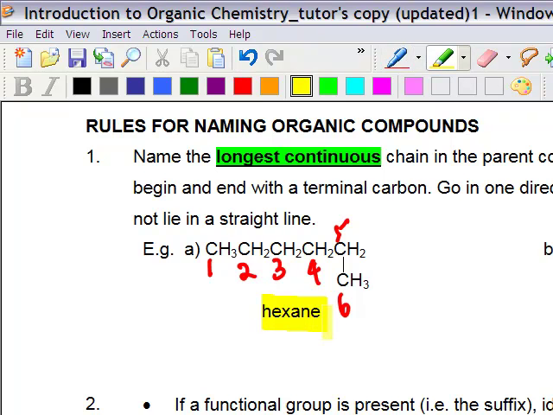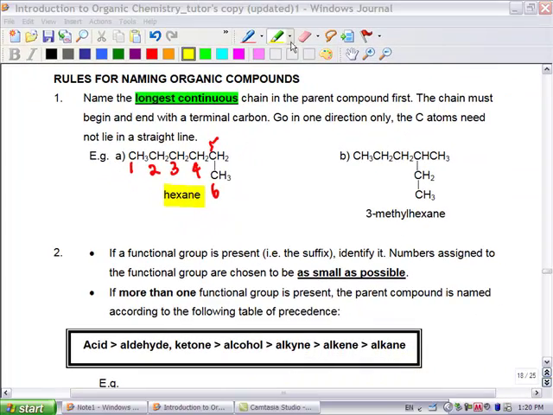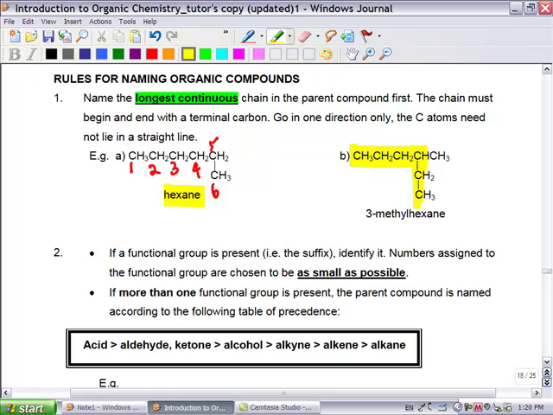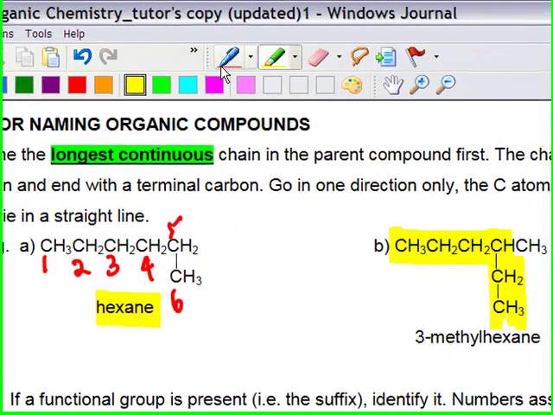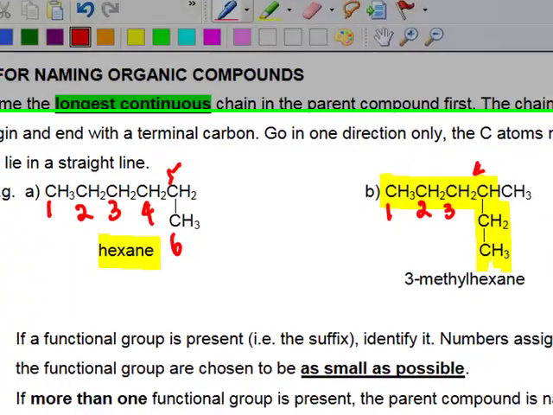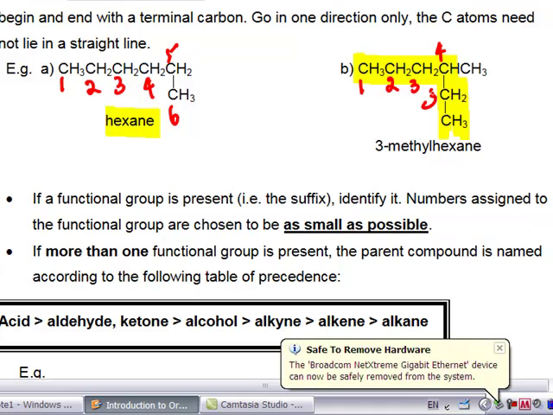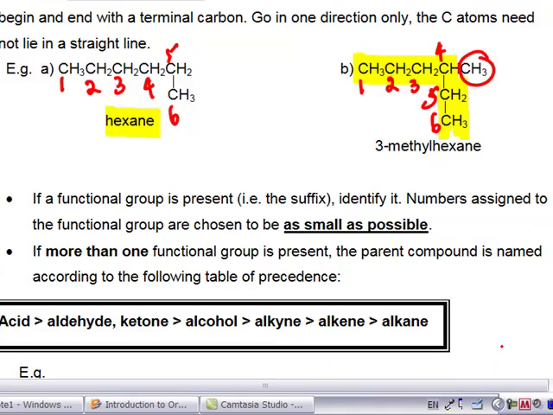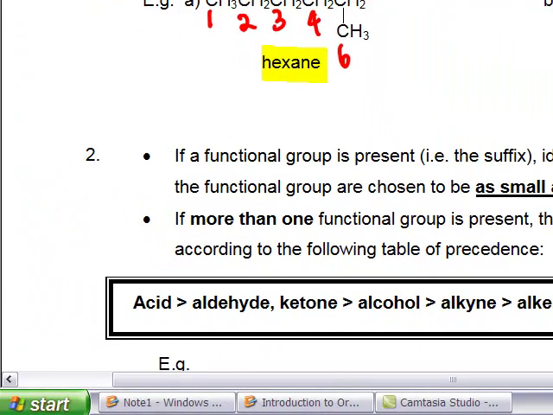Let us look at the second example. The longest chain can be found here. And let's see how many carbons there are in the longest chain. 1, 2, 3, 4, 5, and 6. So the methyl group is found on the fourth carbon. But why is the naming 3-methylhexane? We will have to look at point number 2, which is the second step.